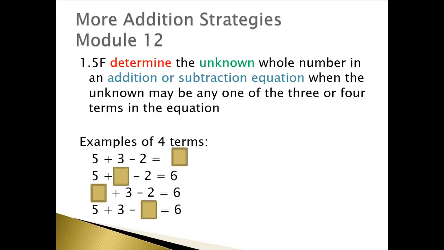1.5f says to determine the unknown whole number in an addition or subtraction equation. And here we have the different types that we saw earlier, where the result is unknown, the change is unknown, and the start is unknown.